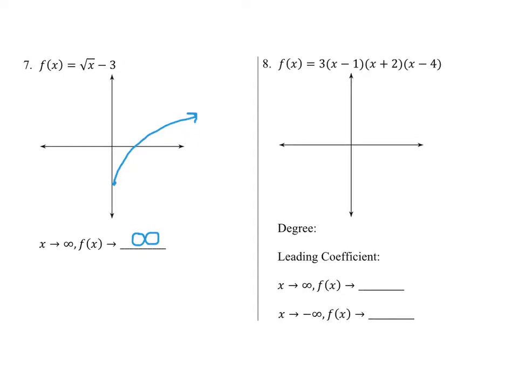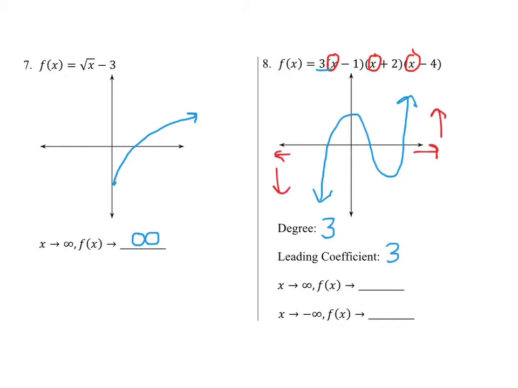The graph of number 8 looks something kind of like this. To find the degree, once again, I'm just going to see how many x's I have. There are 3 x's, so I'm going to say my degree is 3, and then my leading coefficient is also a 3. It's that 3 out front. As I go to the right, my graph goes up, left, it goes down. So I'm going to say as x approaches positive infinity, f of x approaches positive infinity. As x approaches negative infinity, f of x approaches negative infinity.